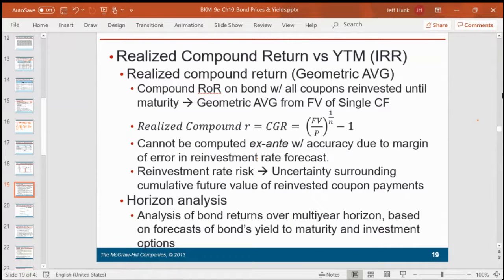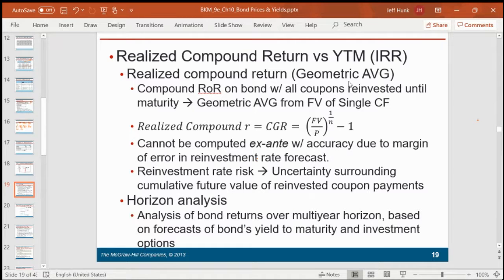Let's take a look at this. Suppose, also, realized compound return. What is realized compound return? That's exactly the geometric average. And what is the geometric average? The geometric average is the annualized growth rate.